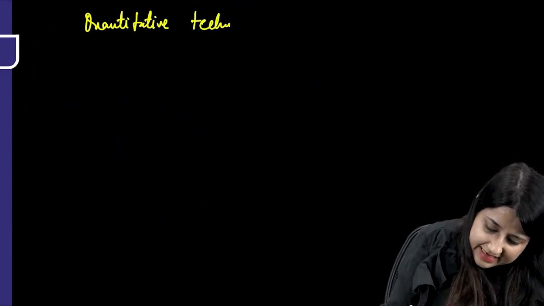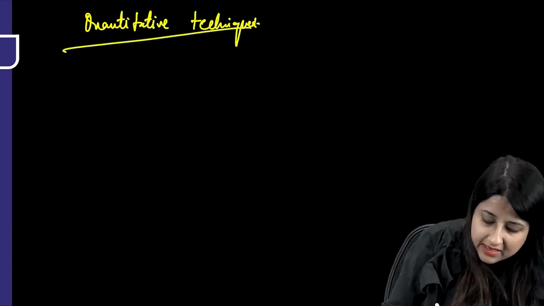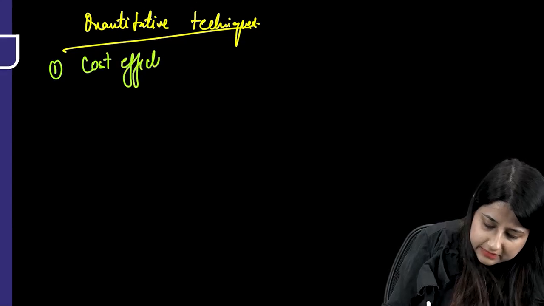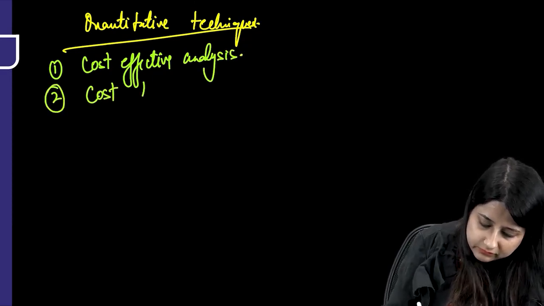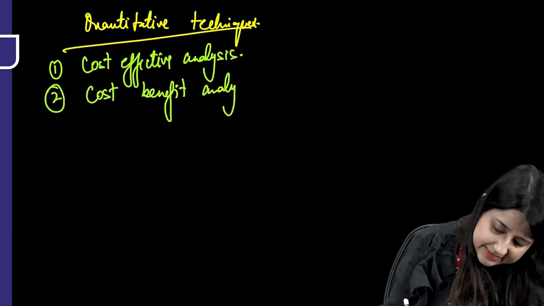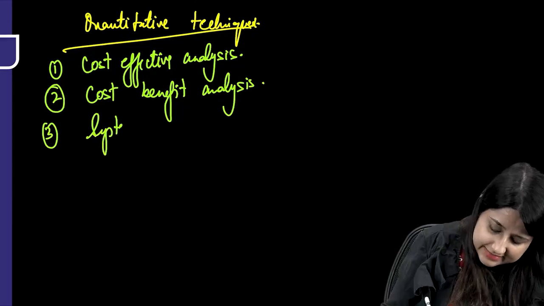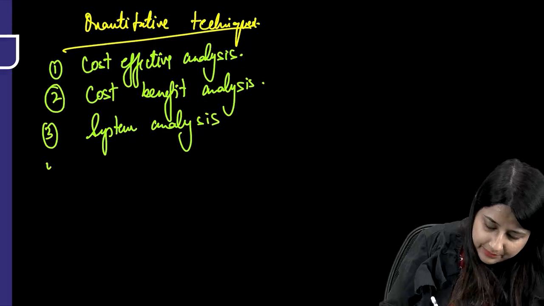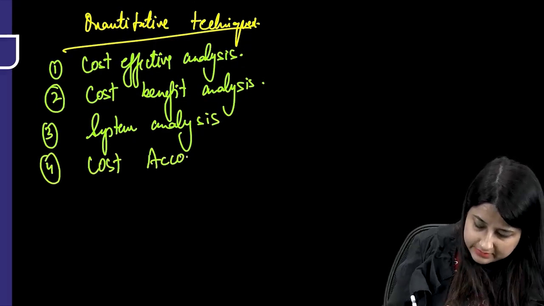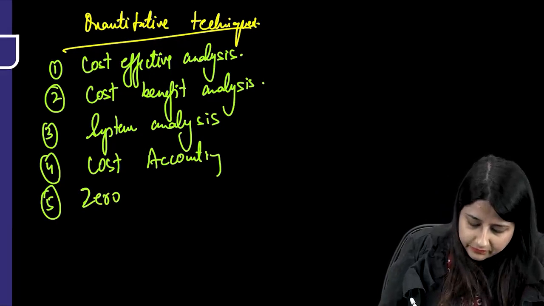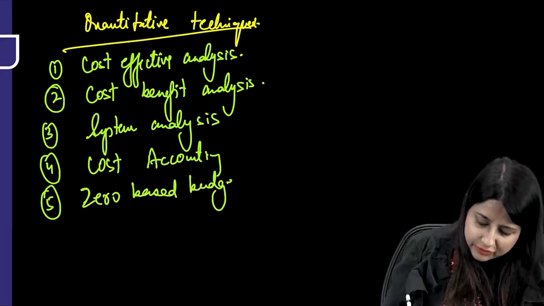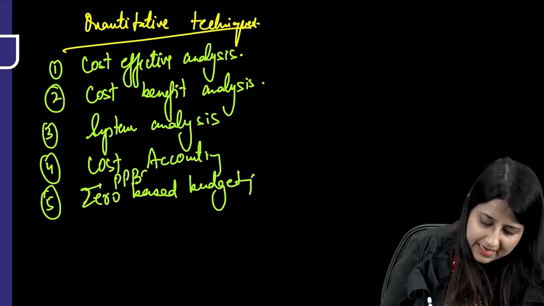Now when you talk about quantitative techniques, you need to know all the names, and I'll revise the most important ones which turn up in your exams. The first one, cost effective analysis. Cost benefit analysis, systems analysis, cost accounting, then more important is zero-based budgeting, which also comes under PPBS, program planning budgeting system.